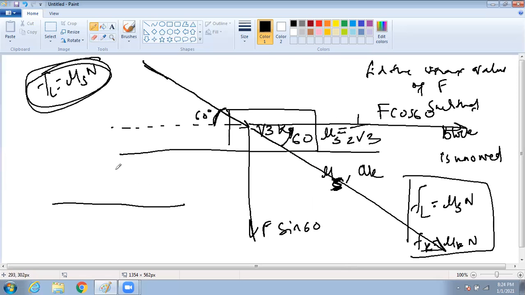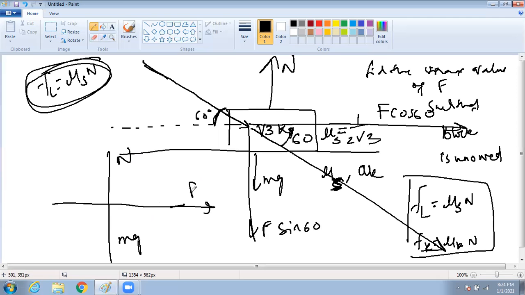Basically, you have an N upward. Downward we have mg. This will be F cos 60, and here again you have F sin 60. Clear? And there is another force this side, FL.